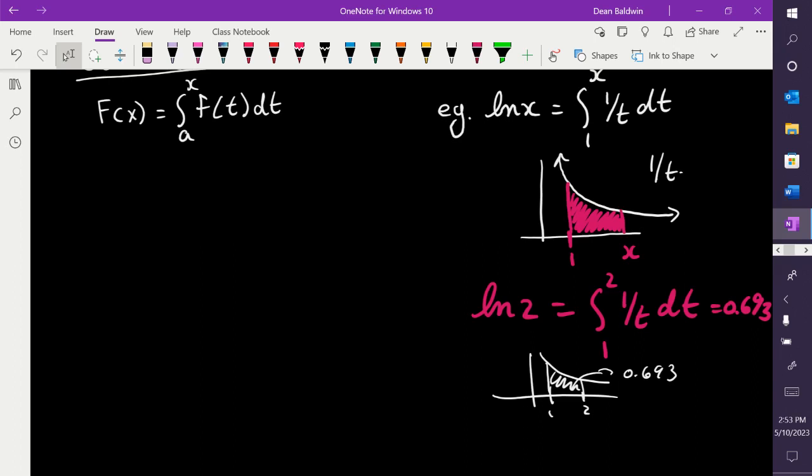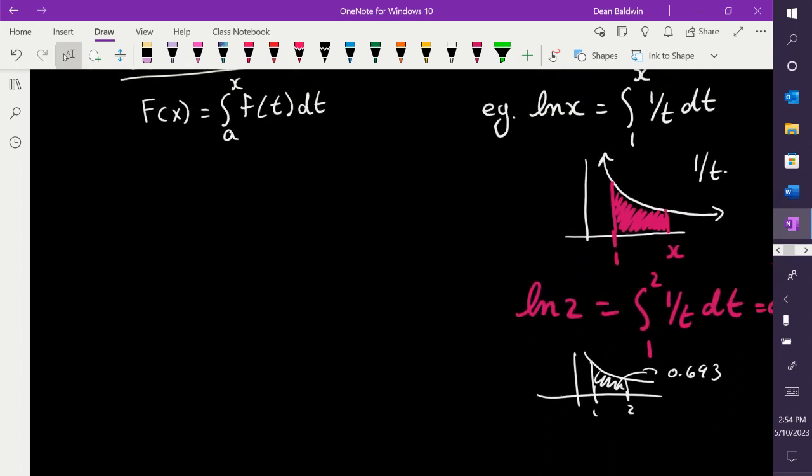So 0.693 is this area if I make that a 2. If I make that a 3, whatever the number is, it's the area from 1 to 3 under the curve. Basically, it's functions that are defined as integrals. So what happens when you do the derivative of one of these functions?